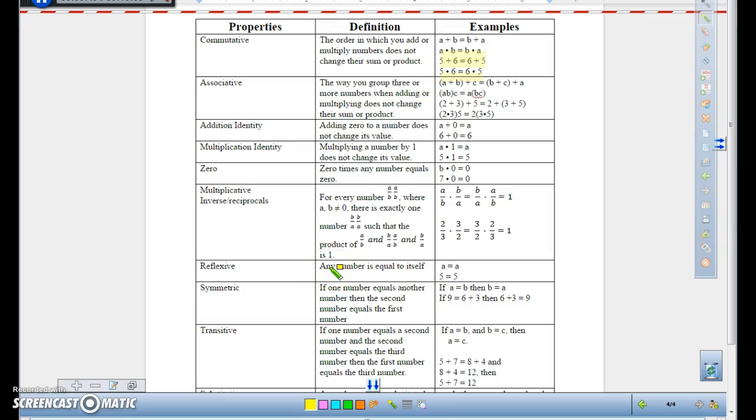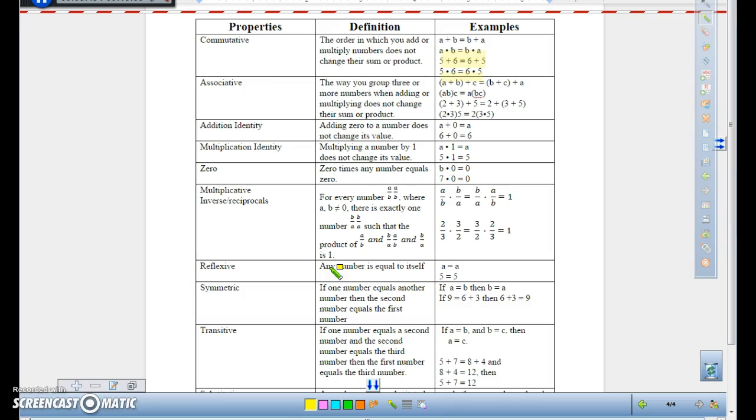The associative property talks about your parentheses. If you're adding three numbers, it doesn't matter where your parentheses are. You're going to get the same answer if you move the parentheses. If you're multiplying three numbers, it also works for multiplication. It doesn't matter where your parentheses are, you're still going to get the same answer.